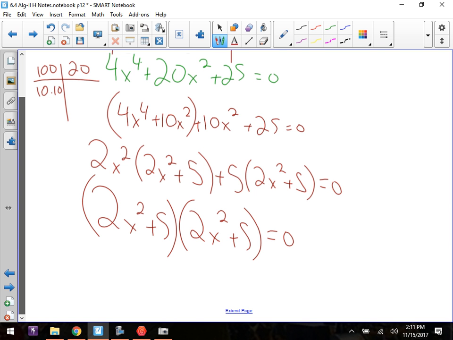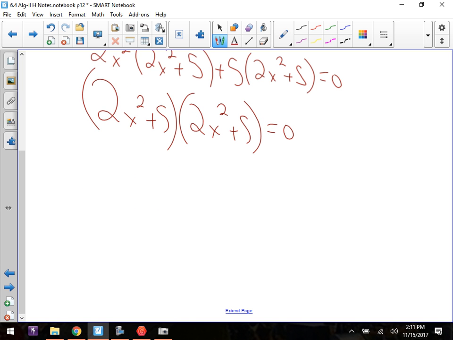Now, this problem will not give me any real solutions. Okay? I will have no real solutions for this one because if I subtract 5 divided by 2 and take the square root, I'm going to have imaginary. So this one would give you no real solutions. But if I ask you guys to give me all solutions, remember, all you have to do is this. Divide out by the 2, take the square root.